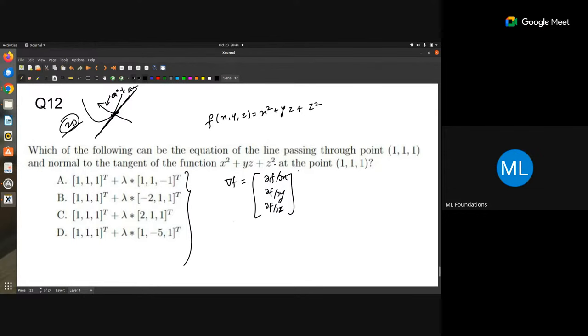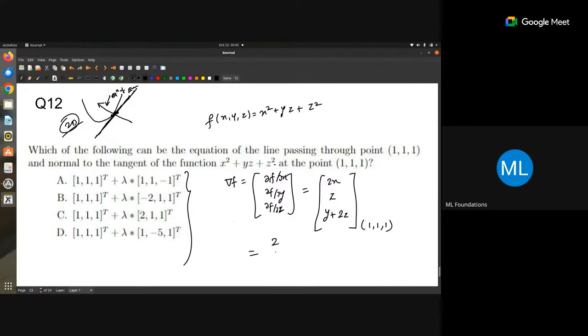Okay, so how to find it? Again del f. That's a thing we can use. So del f by del x is what? 2x. With respect to y it is z. With respect to z it is y plus 2z. And at 1, 1, 1, I'll find it as 2, 1, 3.